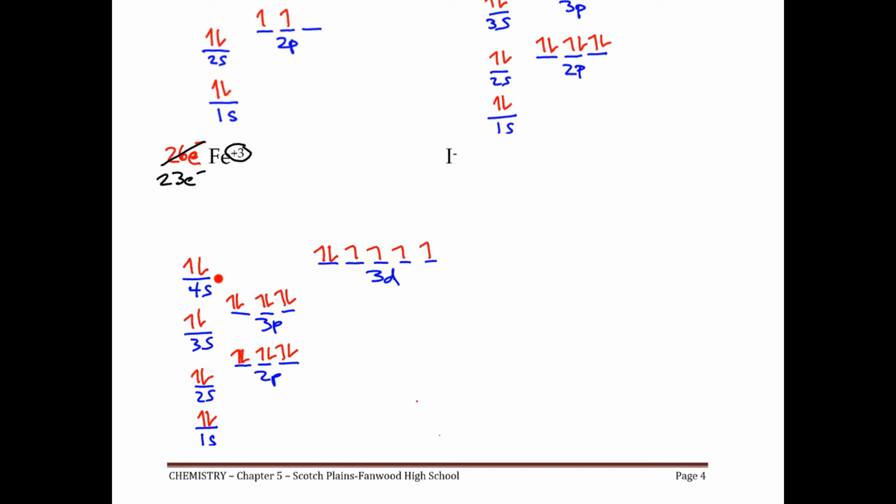So the 4s get lost before the 3s, even though the 3s have more energy. So you're going to cross off 3 electrons. Here they are. 1, 2, and then you have to cross off 3.